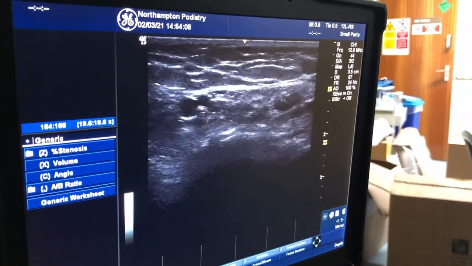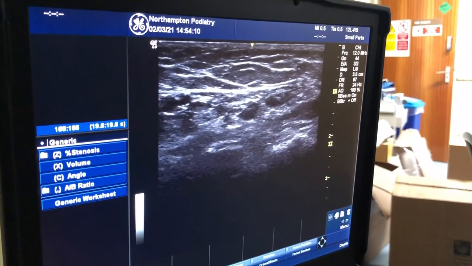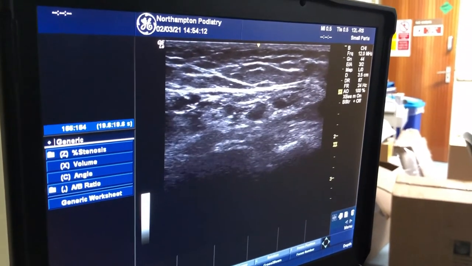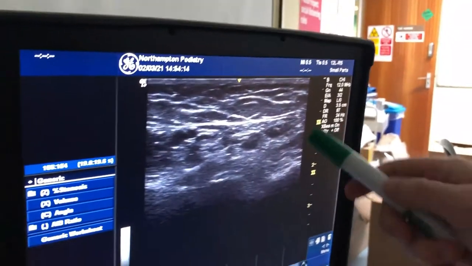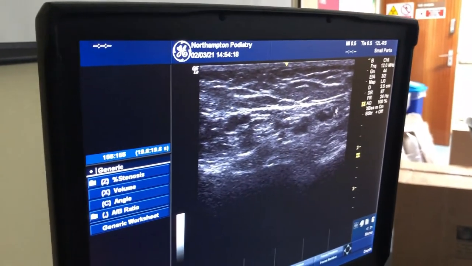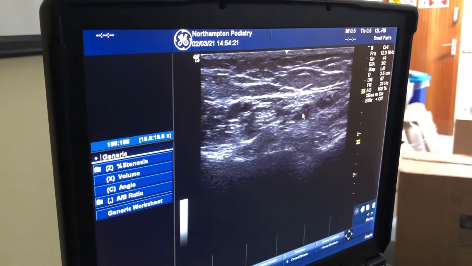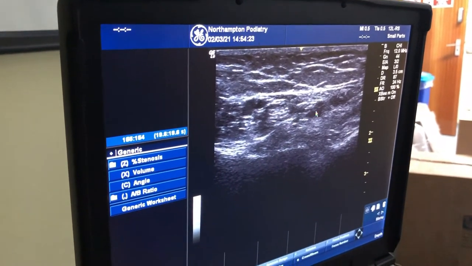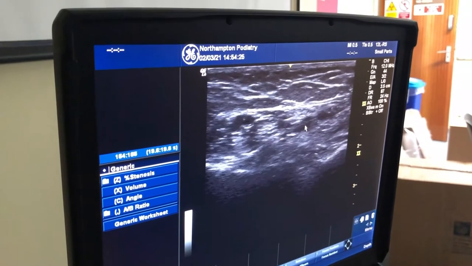So you can just hold it there. Yeah. Can you just keep it there? Yep. That's brilliant. So these are tendons that you can see here. Let me use the cursor again. So these are tendons that are running here. They show a thing called anisotropy, so they get lighter and darker as you wiggle the probe backwards and forwards.